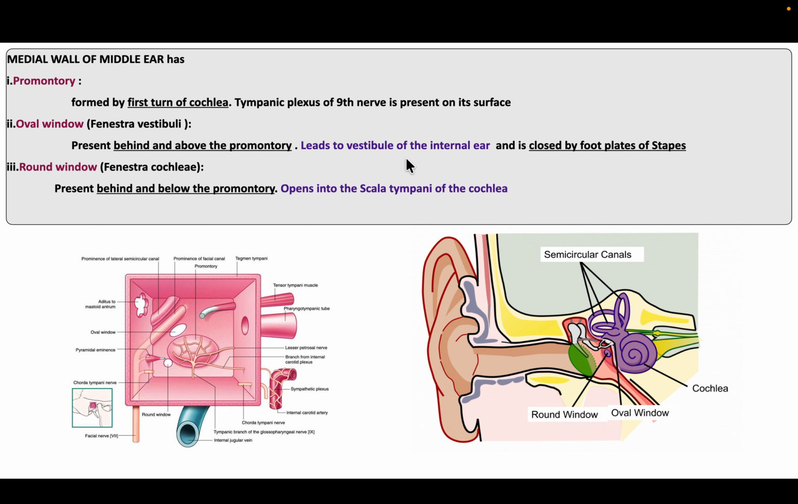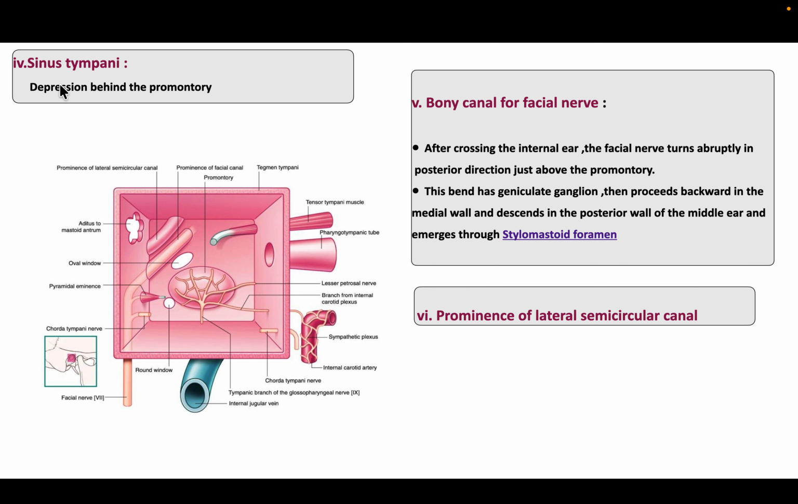Now this leads to the vestibule portion of the internal ear, and this is closed by the footplate of the stapes. So this is the oval window, which is closed by the footplate of the stapes. So these structures are there. The next structure visible in the medial wall is a depression behind the promontory, and the name given is sinus tympani. Then the bony canal for the facial nerve. You can see here the prominence of the facial canal. After crossing the internal ear, the facial nerve turns abruptly in the posterior direction just above the promontory.